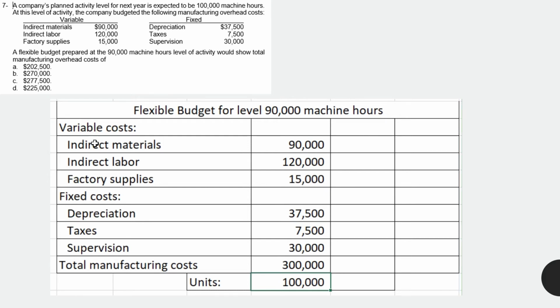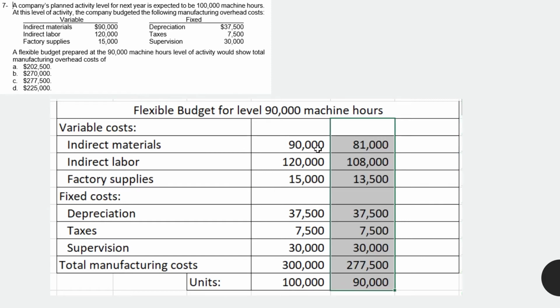Being told that the variable costs only are these first three items, we would then take the first three items divided by the 100,000 units times the 90,000 units. So if you look in this formula here, it is equal to the 90,000 divided by 100,000 units times 90,000 units, otherwise 90% of the original start, is $81,000. Applying that to the other variable costs of indirect labor, that would give us 108, factory supplies at 13,500, and our fixed costs would remain the same. Our total manufacturing costs then would be $277,500, being option C in this example.